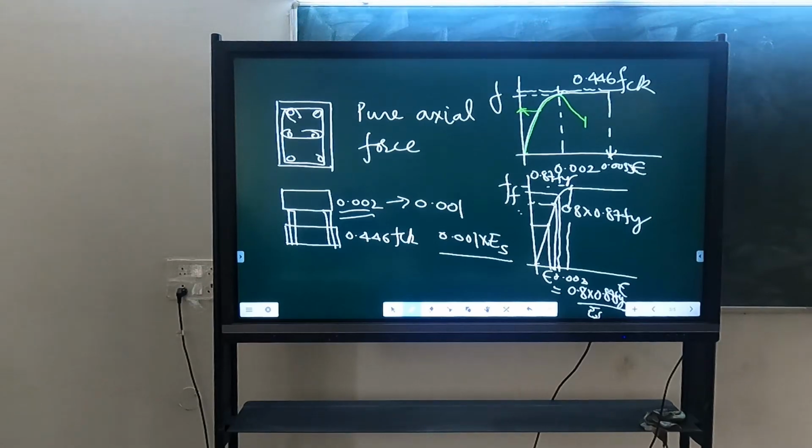Yes. In case of the idealized graph, we are considering strain up to 0.0035, and corresponding to the steel also. Can you repeat? In the idealized stress strain diagram for concrete, we are considering strain up to 0.0035. In pure compression, we are not considering that. The strain diagram is up to 0.0035. The idealized strain diagram is 0.0035. We are permitting strain up to 0.0035, and the same strain we are considering in steel also.